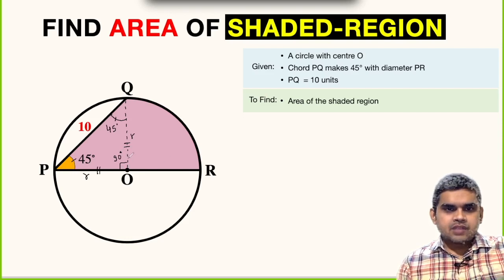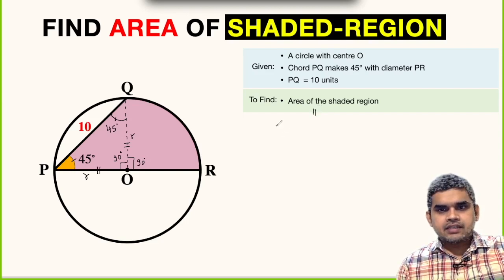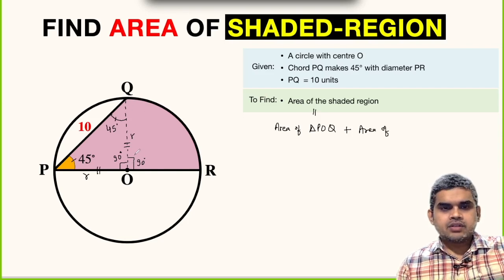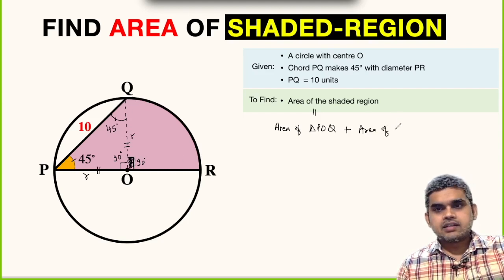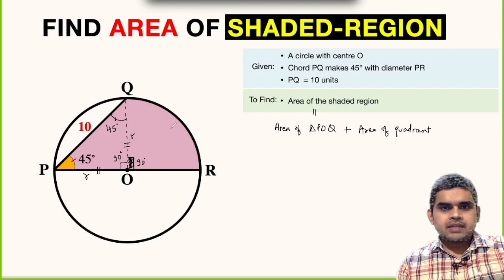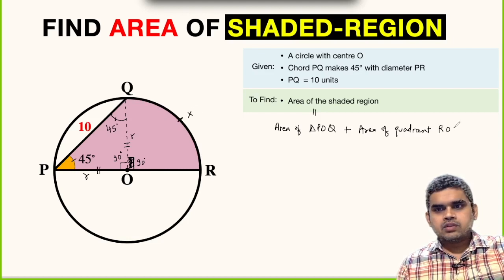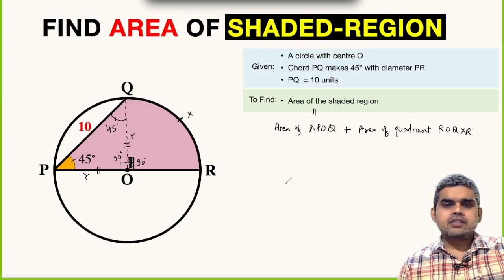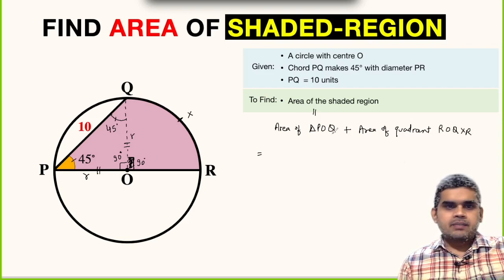POR is the diameter. So at point O, this angle will also be 90 degree. So in short, we can say that area of shaded region is equal to area of triangle POQ plus area of, this will be a quadrant because this angle is 90 degrees. See, 1/4 of a circle, this is a quadrant. So area of quadrant, let me name it as ROQ and let this be X. So ROQ, X and R. This is the quadrant.